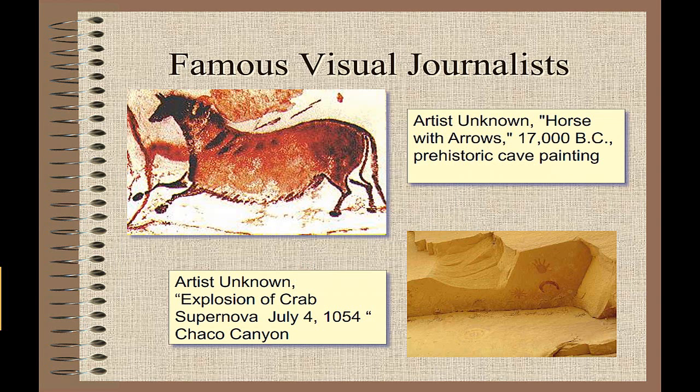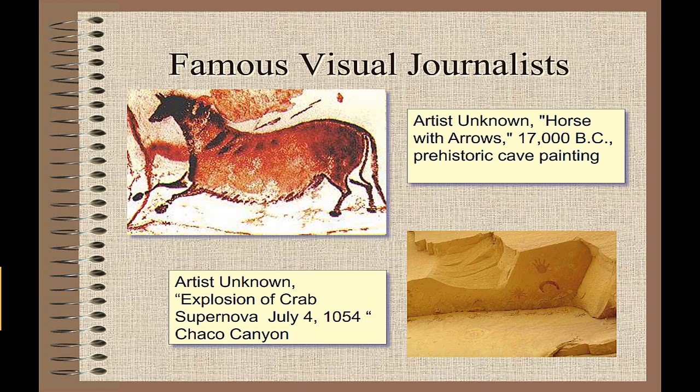And here's a couple of artists. We do not know who they were, because these products were created so long ago. The top one is a picture of a horse with arrows in it, suggesting that it was being hunted. This is prehistoric cave painting from, we think, 17,000 BC, done by a human.